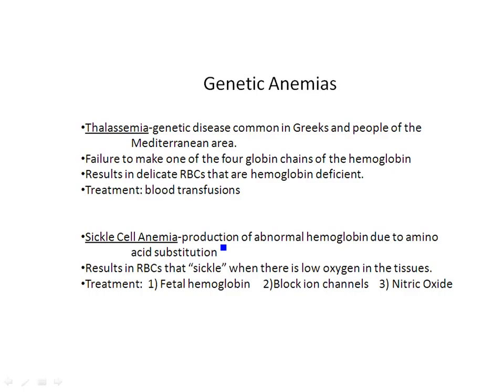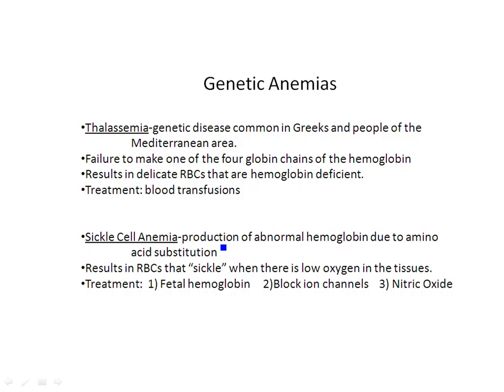Another genetic anemia is sickle cell anemia, and I don't want to talk a whole lot about this because there's a case study that you'll probably be required to do. But basically, in sickle cell anemia, it's the production of abnormal red blood cells due to an amino acid substitution in some of the chains of that hemoglobin, the globin part of that hemoglobin. And you'll learn more about that later on.